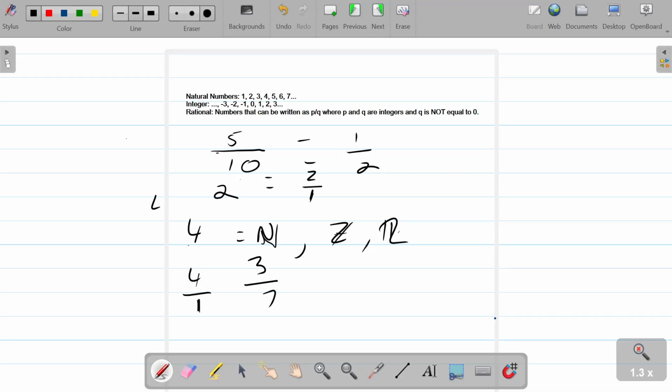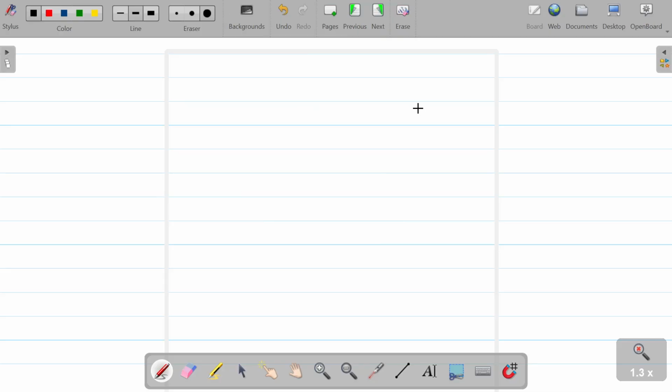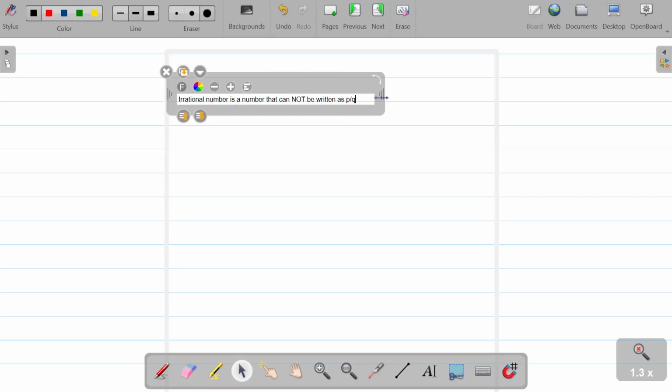So you can see that you can have numbers being one thing but not another thing. Now, we just spoke about rational numbers. Now we're going to talk about another world or another field of numbers called irrational numbers. So what is an irrational number? An irrational number is a number that cannot be written as P over Q. So we know that a rational number is a number that can be written as P over Q. An irrational number is a number that cannot be written as P over Q.